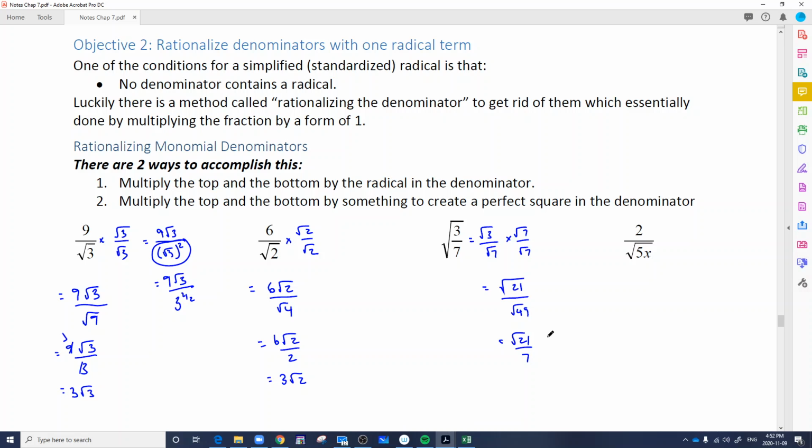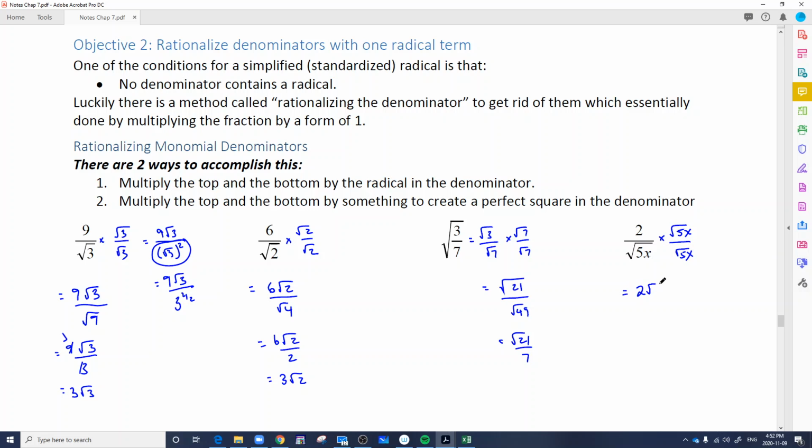Now, double check you can't go any further. Is 21 simplifiable? Is there a perfect square that divides evenly into 21? No. So we move on. For this one, we're going to multiply by the radical in the denominator again. So root 5x over root 5x.